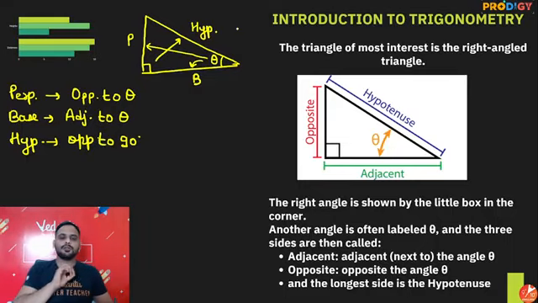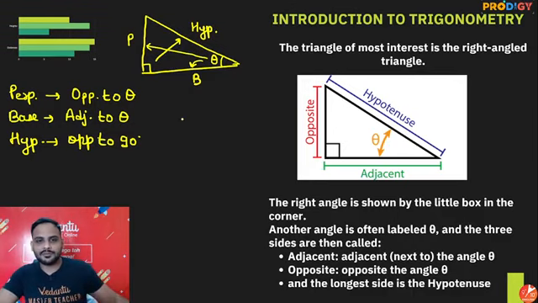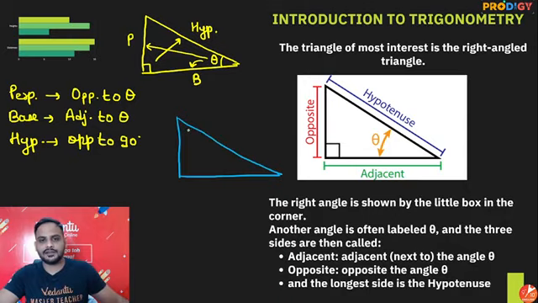Right? So from here guys, you got to know that which side will be perpendicular and which side will be base will depend upon where my theta is. Alright. Suppose I draw another right angle triangle like this over here, and let's say this angle is theta over here. Okay. So it is P, it is B, it is H.